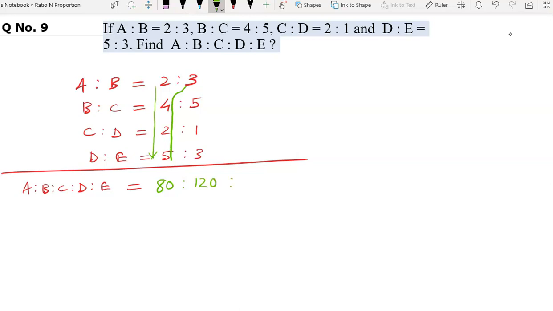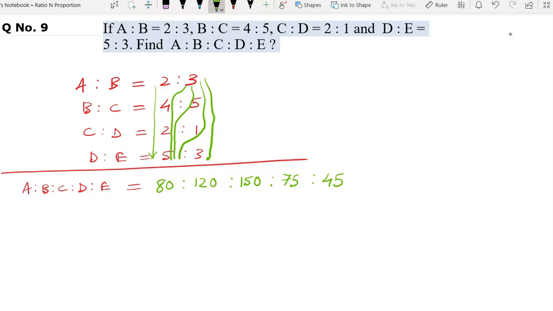Now again we will multiply this. 3 into 5 into 2 into 5. 3 5s are 15 and 5 2s are 10. So this will be 150. Now again we will multiply 3 into 5 into 1 into 5. 3 5s are 15. 15 5s are 75. Now we will again multiply 3 into 5 into 1 into 3. 3 5s are 15. 15 3s are 45.